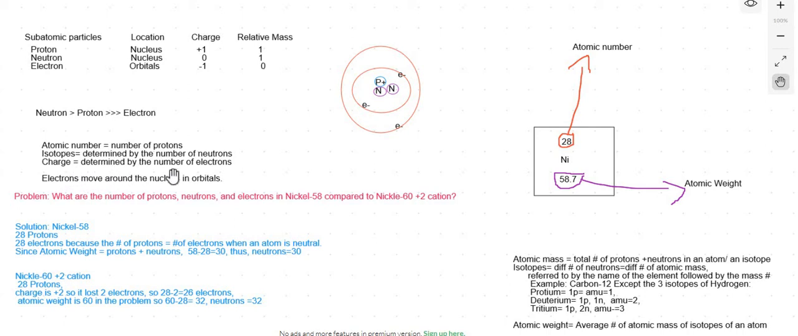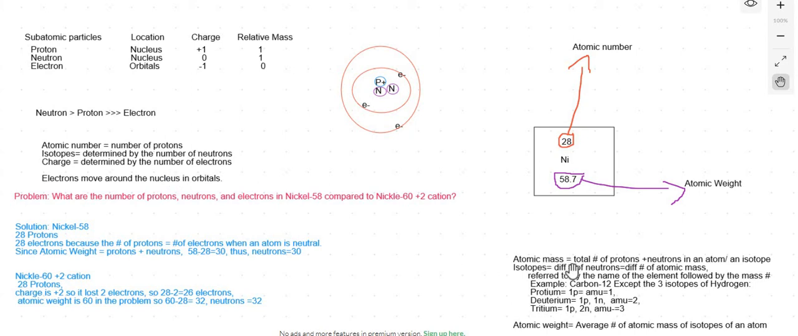Charges are determined by the number of electrons. If you lose electrons, you gain a positive charge because electrons are negative. If you lose negative charges, you gain positive charges, or you become positive. Now, if you gain electrons, you're gaining negative charges, so you're becoming negative.